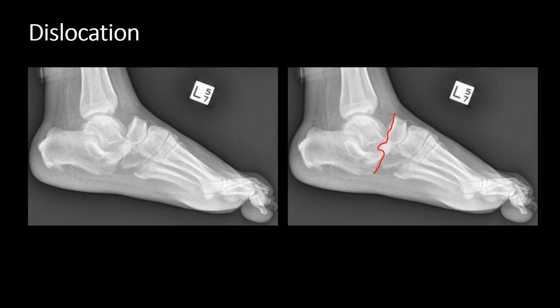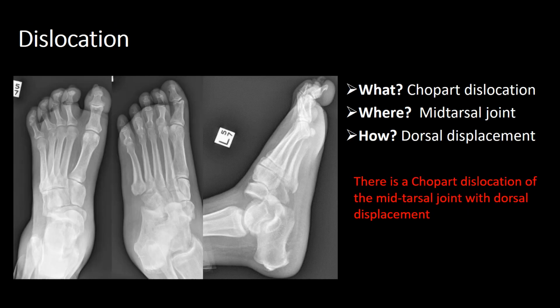And now on the lateral view, we can quite clearly see how the mid-tarsal joint has dislocated dorsally. Do you remember that I said that this normally happens with diabetics? Well, look, here's fairly extensive vessel calcification, and this is frequently associated with diabetes. So I suspect that this is because of diabetic neuropathy. So what is it? It's a Charcot dislocation of the mid-tarsal joints, and there's dorsal displacement.